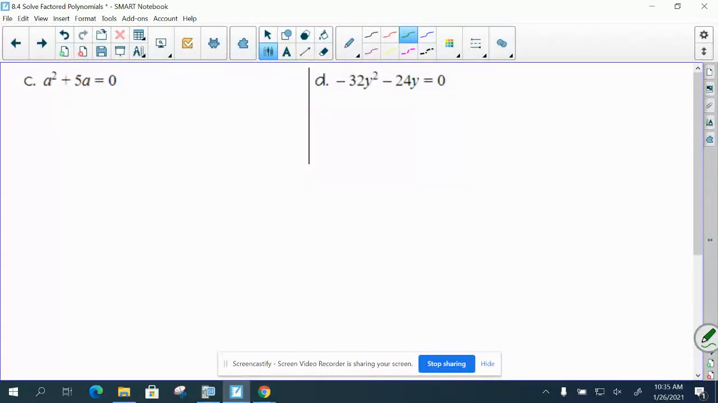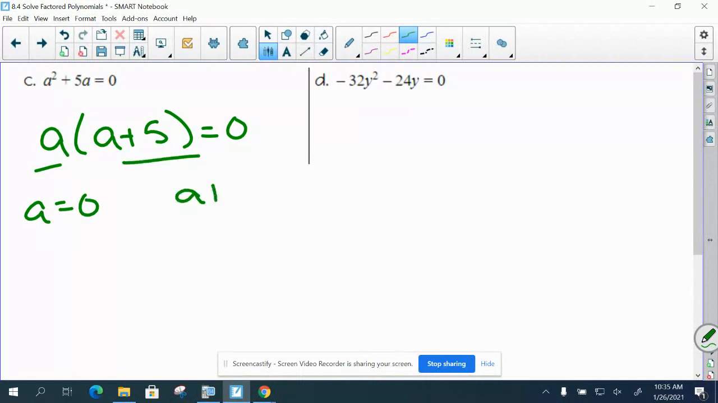Okay, for part C, here you would pull out an a, and then you're left with a plus 5. So this a equals 0. You set a plus 5 equal to 0. So basically, maybe you're thinking, okay, you just get the opposite. Okay.